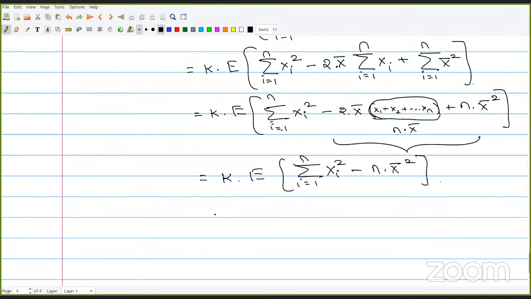Okay. Now I will take the expectation inside. Now k times the expected value of x1 square plus x2 square and so on plus xn square, minus n times the expectation of x bar whole square.